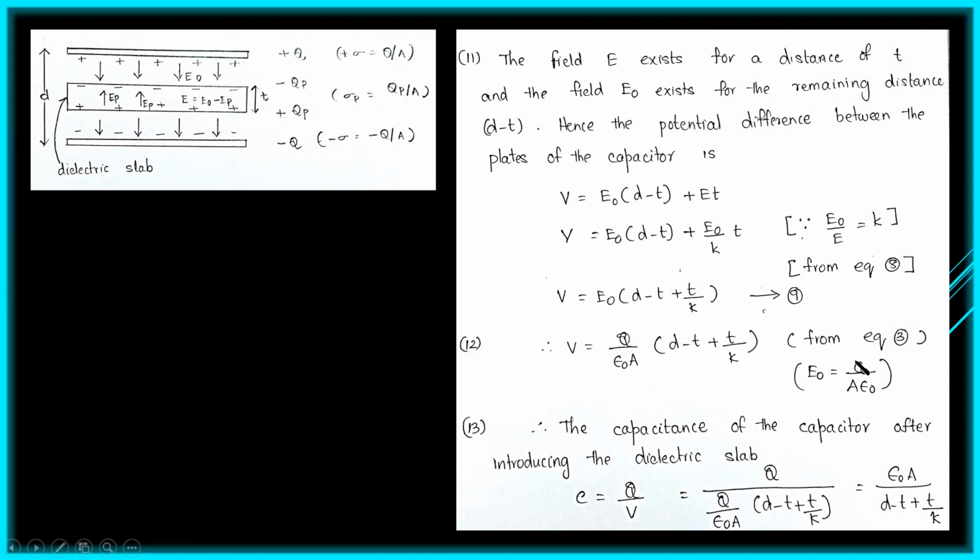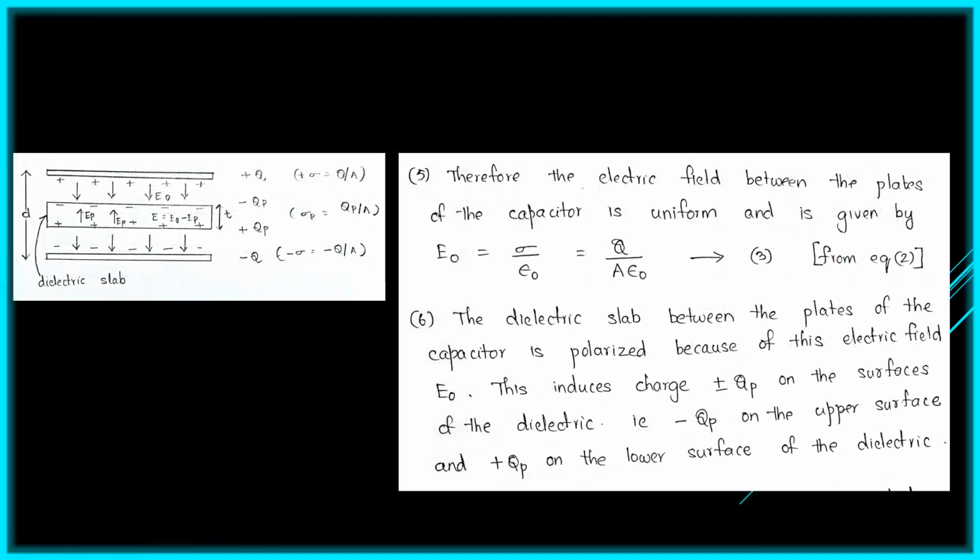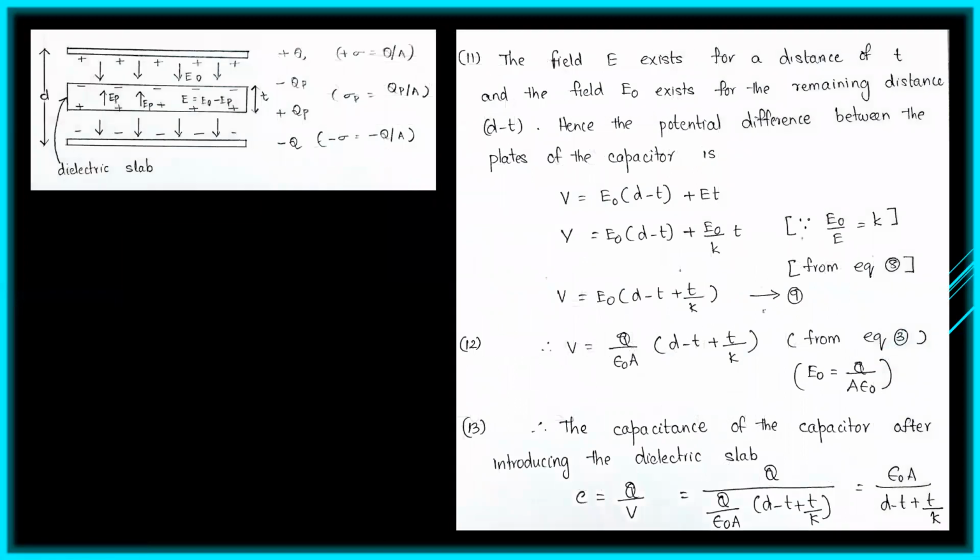This is from equation number 3. So earlier our equation number 3 was there. I'll go back to that slide. Here you can see E naught is equal to Q by A epsilon naught. This equation we have substituted here. In place of E naught, we have substituted Q by epsilon naught A and d minus t plus t by k. The same thing.